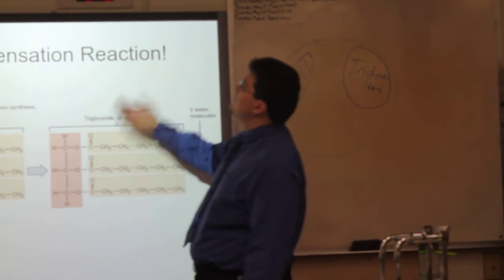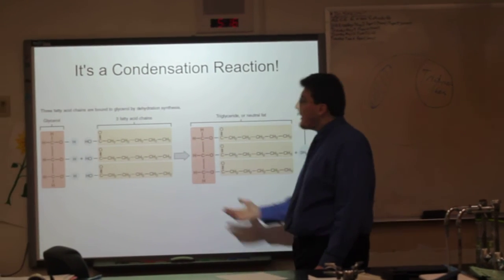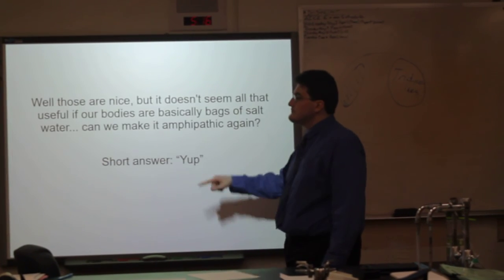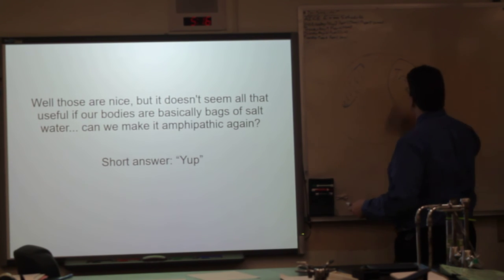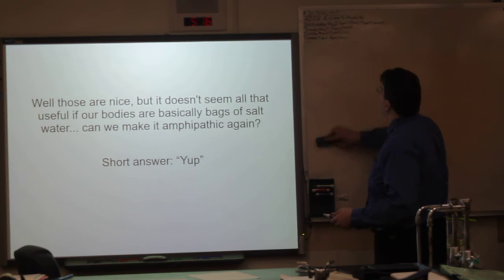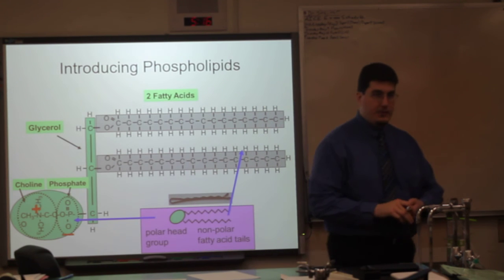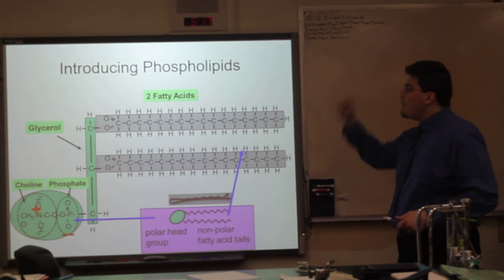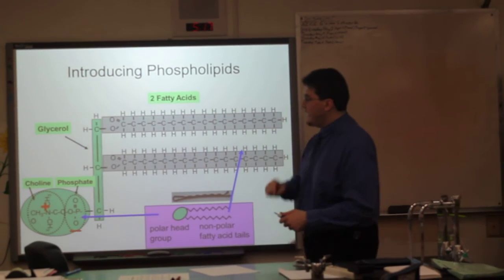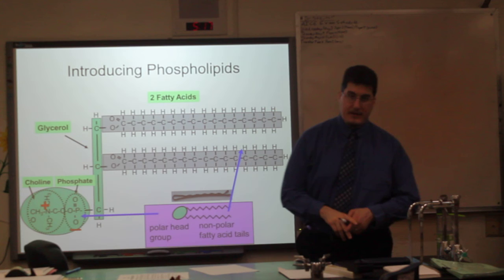So, it's a condensation reaction. Well, I've already said this. It's 3 condensation reactions, actually. Now, how do we turn a triglyceride into an amphipathic lipid again? We add a polar group. So, we have 2 fatty acid tails, and we have a phosphocholine group. This is the beginnings of our phospholipid.